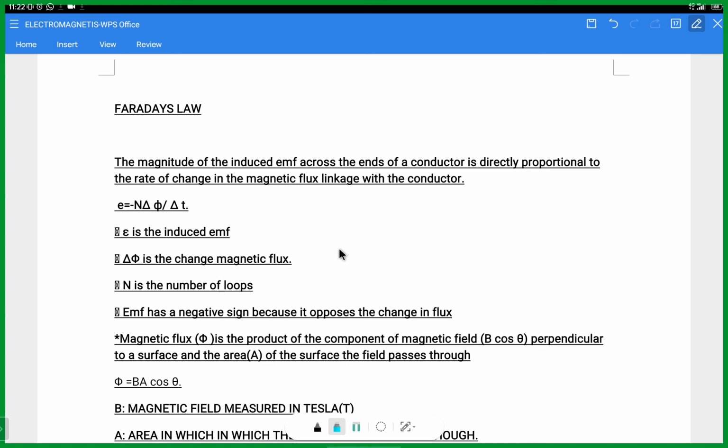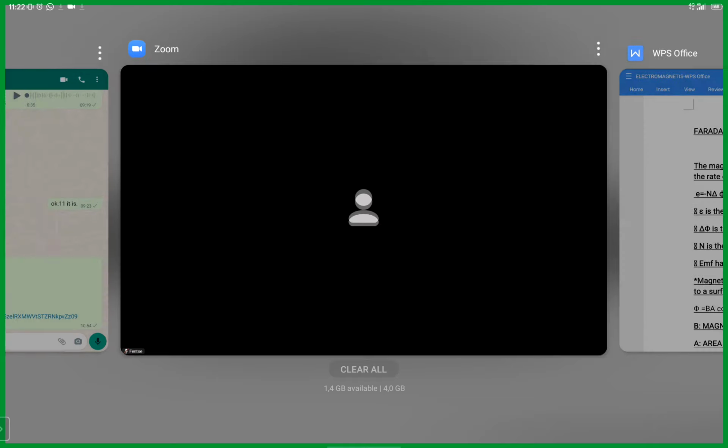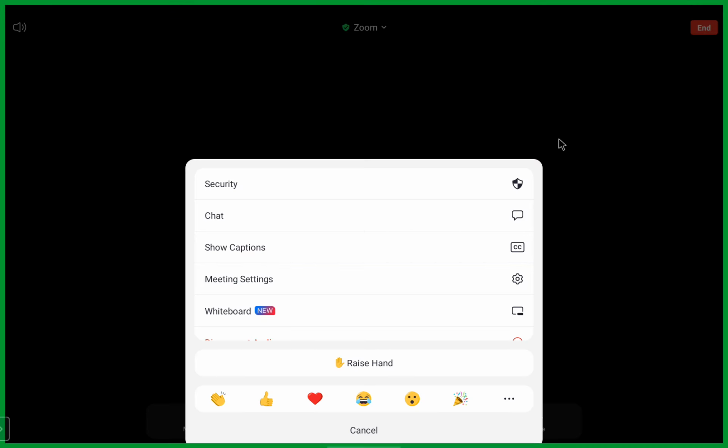Now, many people are asking me, why does our formula have a negative? Why negative N, the change in magnetic flux? Please answer me in the comment section. Why do we have negative N delta phi divided by the change in T? I won't continue if you guys don't answer me in the comment section. Why do we have a negative?